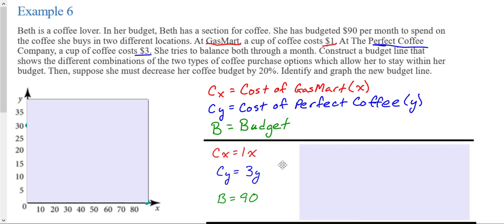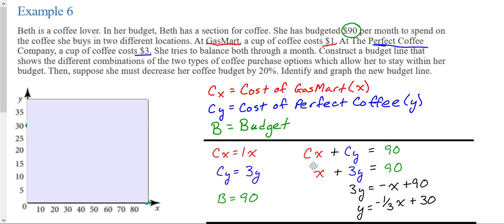C sub Y, for the Perfect Coffee Company, their coffee is $3 per cup. So we would use 3y to represent the Perfect Coffee Company. And we were told that our budget is $90 per month. So when we figure out what she's buying, we know that you're going to have to add the Gas Mart coffee plus the Perfect Coffee, and together it has to equal $90 or less.